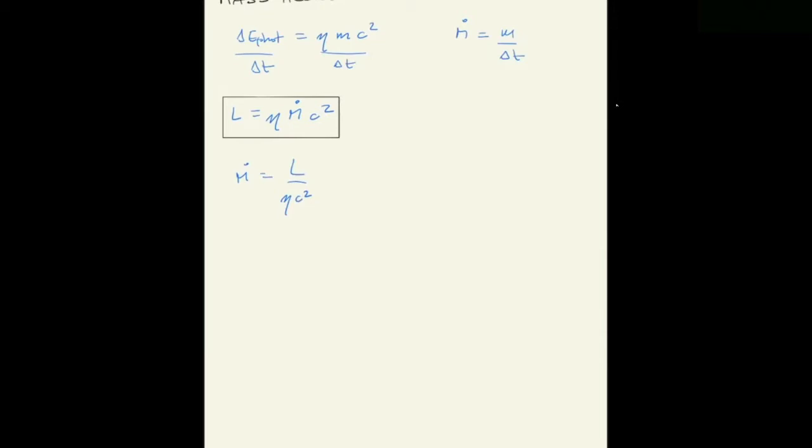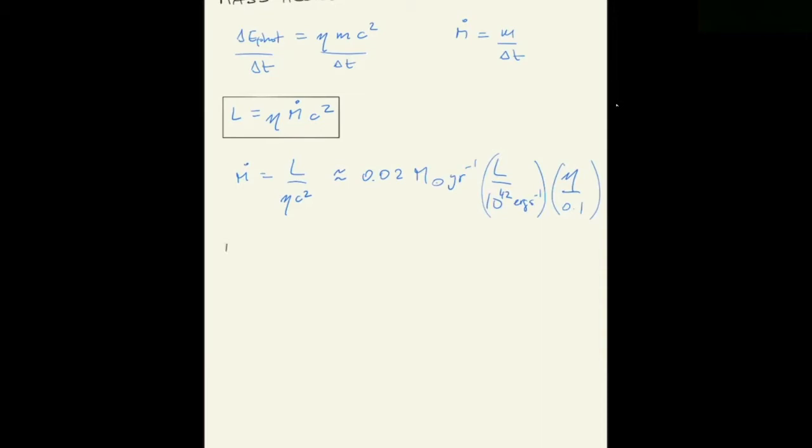Now in units of 10 to the 42 ergs, this gives you about 0.02 solar masses per year. That means that an active galaxy consuming about 2% of a solar mass per year would shine with a luminosity of 10 to the 42 ergs per second.